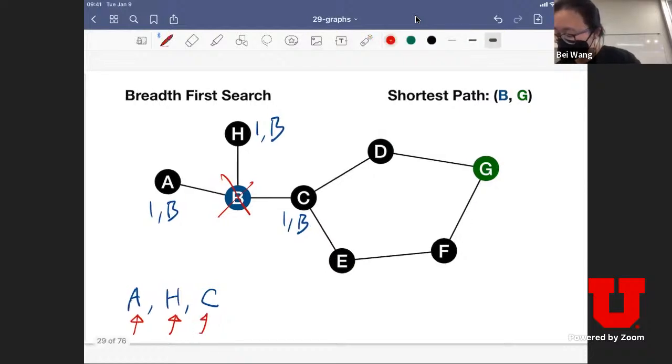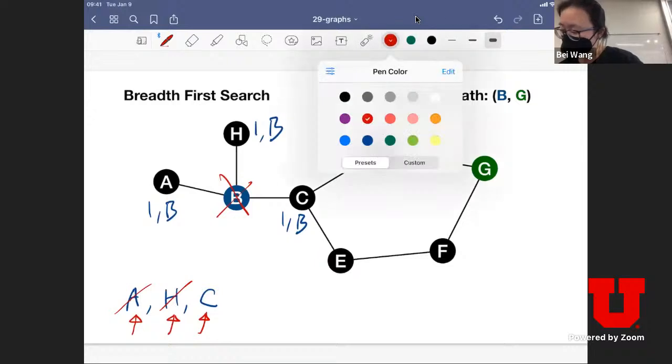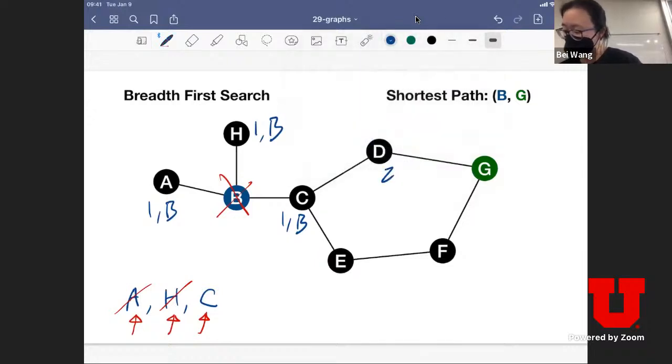Now the next one is C. I look at its neighbors. It has two neighbors, D and E. Because going from B to C takes one step, going from C to D takes two steps. So I say this takes two steps and it's coming from C. Same thing with E: it takes two steps and is coming from C. So now I've finished processing C.